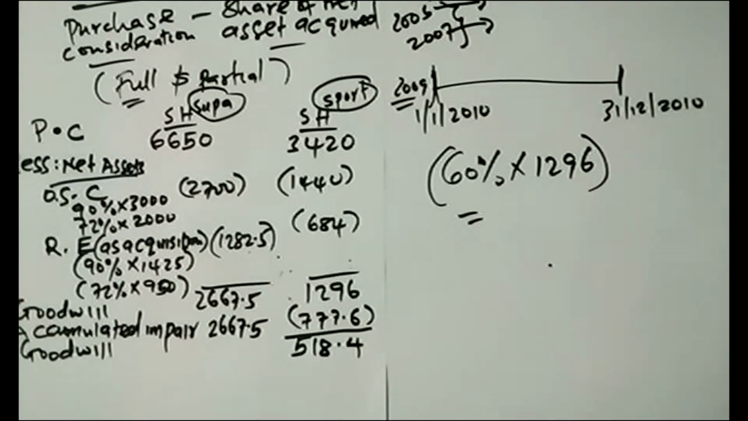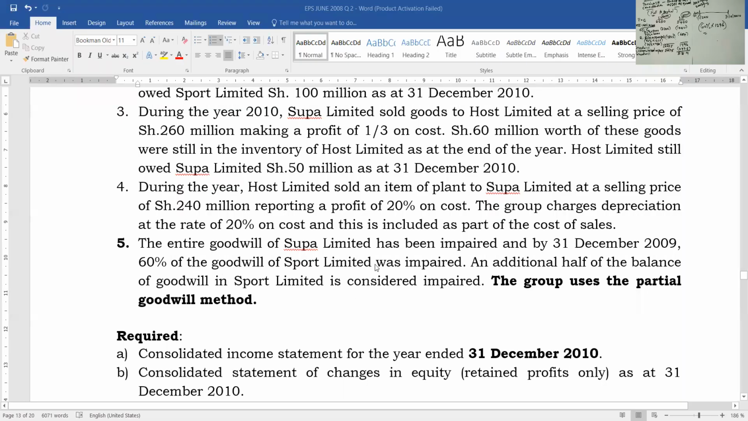Then they continued saying, under that additional information, that an additional half of the balance of the goodwill in Sport is now considered impaired. That is now for the current year, because after 2009 is the information given above in the first sentence. The additional impairment will now be in 2010. So an additional half of the balance of the goodwill in Sport is considered impaired in 2010.